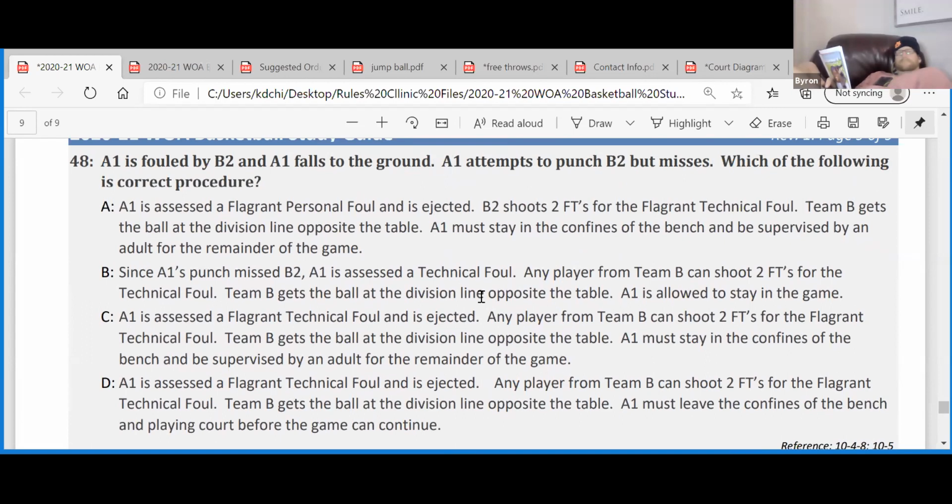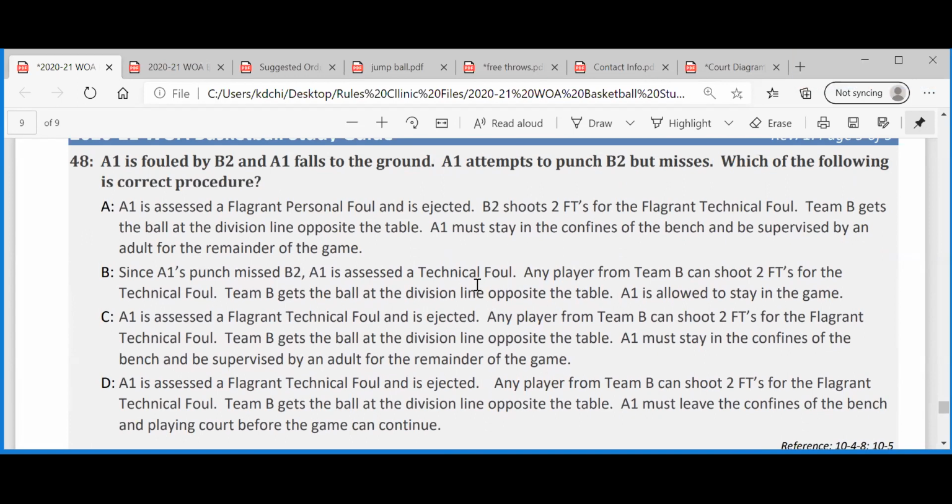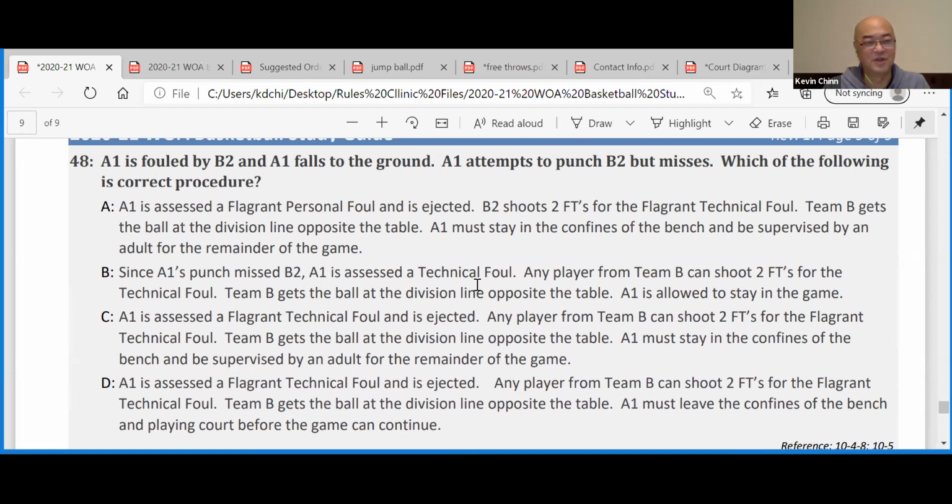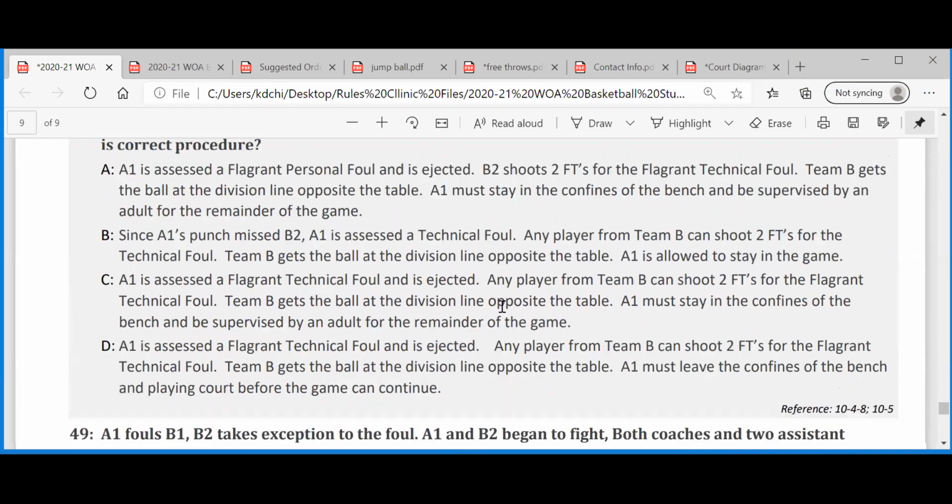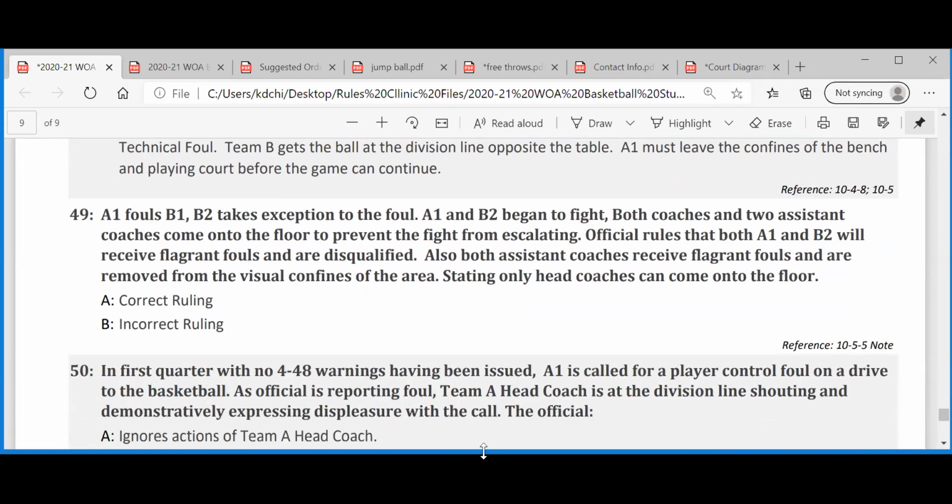Yeah, thank you. Does everybody understand why B2 would not get thrown out of the game? He didn't do anything. Because it was just a regular foul. It wasn't taunting. He didn't cause the punch to be thrown. That's right. It's just a regular foul. Okay. Patrick.